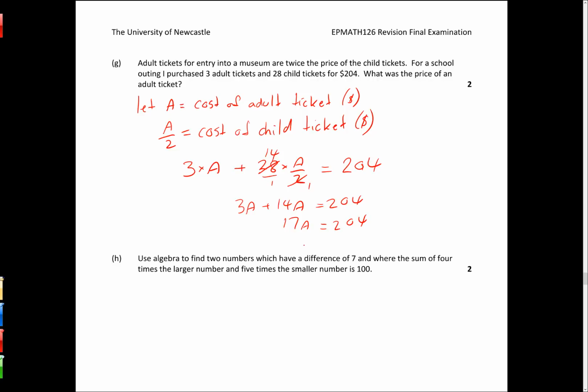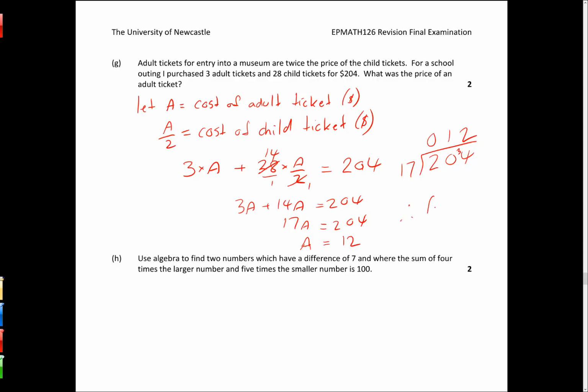If I then do what's 204 divided by 17, let's check. What's 204 divided by 17? 17's out of a 2 doesn't happen. 17's out of a 20 goes 1, 2, 3. 17's out of a 34. Well, 2 17s make 34. So a equals 12 is the answer.